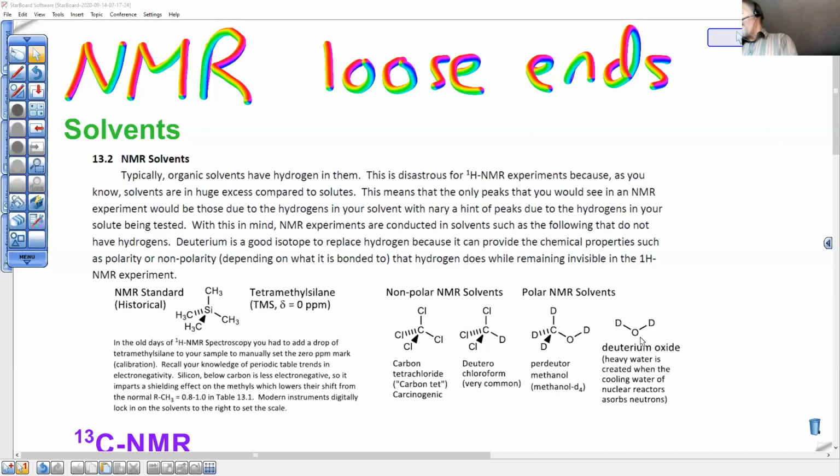Very polar molecules, you need a water equivalent. Heavy water is deuterium oxide here, and those are popular solvents.